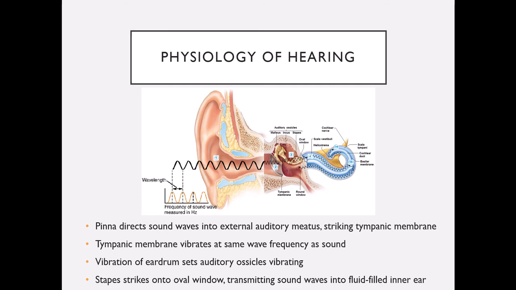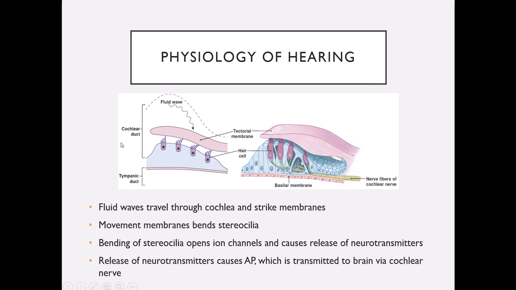They can then amplify those vibrations, such that the stapes acts almost like a piston and pounds on the oval window. That transfers these sound waves, which have thus far been traveling in air, into the fluid-filled cochlea. And that's what you see here, where the cochlea has been uncoiled from its little snail shape. And you can see here the sound waves traveling within the fluid-filled cochlea. Let's take a look at that.